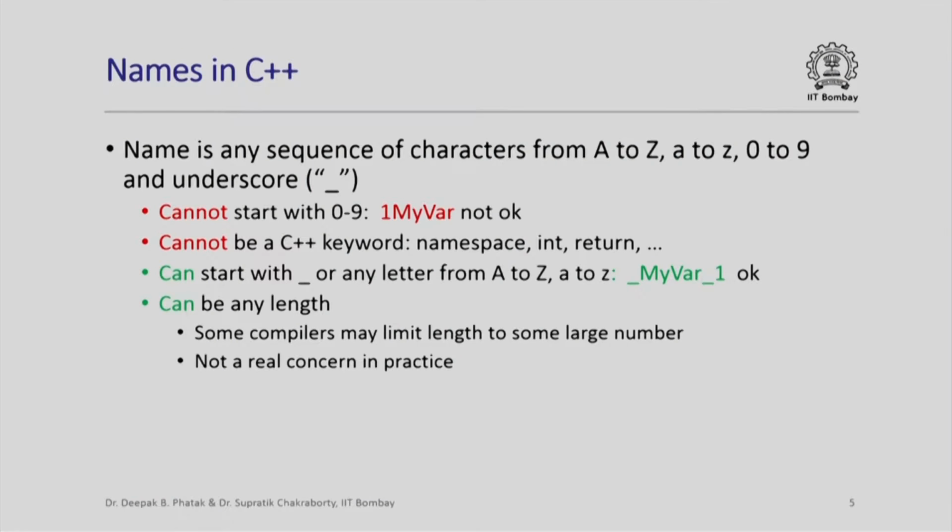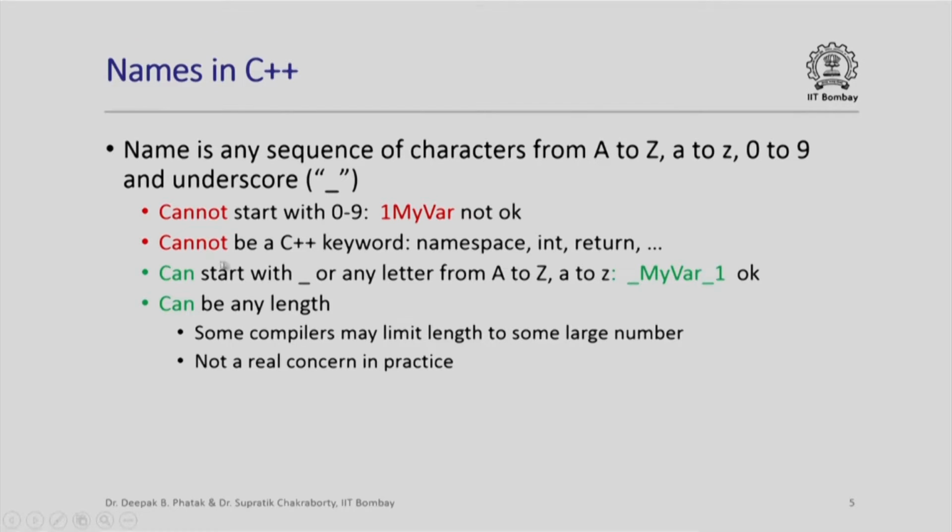A name in a C++ program is any sequence of characters where the characters could include any character from uppercase A to uppercase Z, lowercase a to lowercase z, the number 0 to the number 9, and you can also use the underscore character. However, when you are forming the sequence of characters, you have to remember a few do's and don'ts. For example, you cannot start a name with a digit like 0 to 9. For example, 1myvar is not okay because it starts with the number 1.